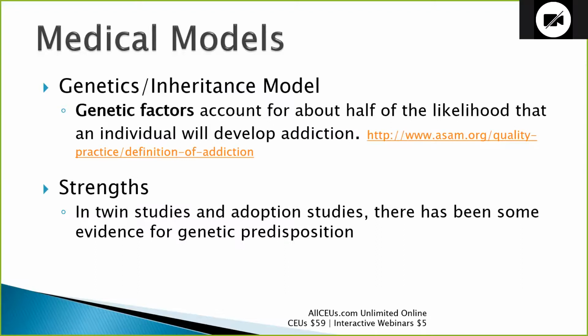According to ASAM, genetic factors account for about half of the likelihood that an individual will develop addiction. So that's the same as taking a penny and flipping it and going heads or tails. Now, I don't really want to stake somebody's life on heads or tails. We do know that it's 50-50, but we also know if somebody has a predisposition, it doesn't mean they will develop an addiction. The strengths of the medical models are that in twin studies and adoption studies, there's been some evidence that there are certain brain characteristics that may be associated with the development of addiction.